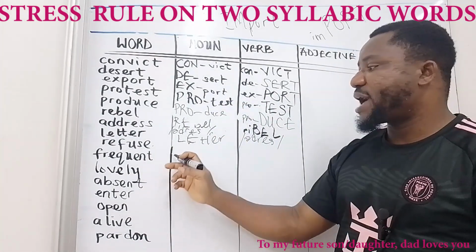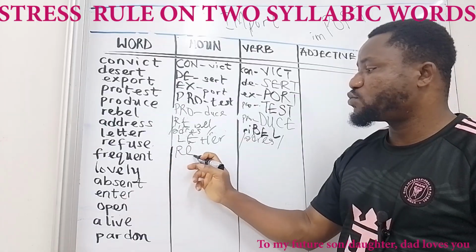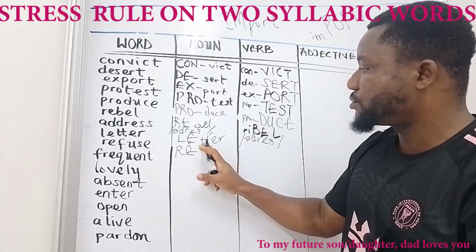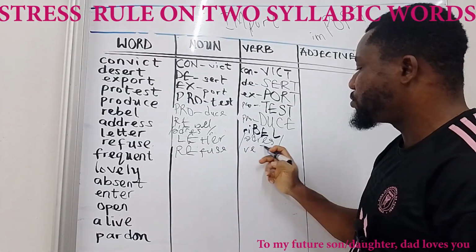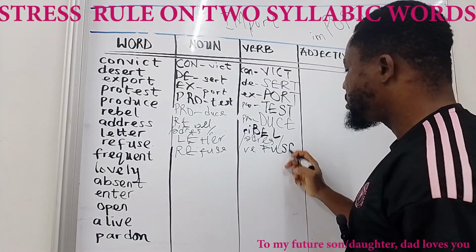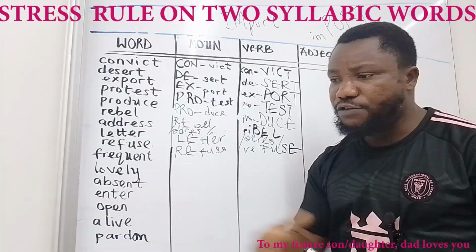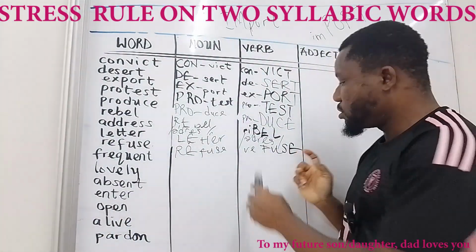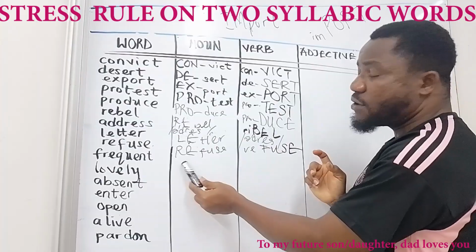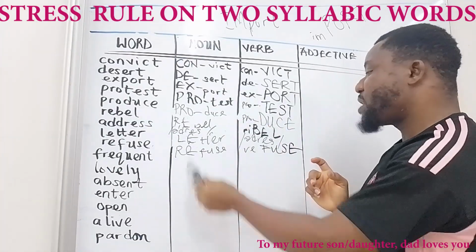For this word, we have refuse. That's waste material. Refuse. And then the verb is refuse. Don't refuse my handshake. Have it. Come on, have it. Don't refuse. For the noun, it's refuse.